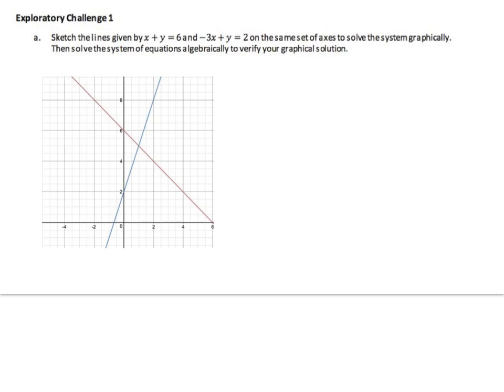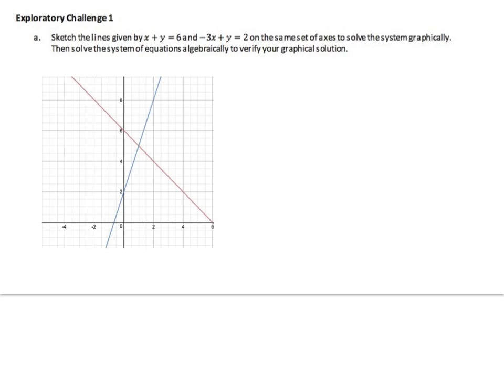Going to be a ton of graphing in this lesson, and I'll send you home with a bunch of graph paper to help you out. So this one first says, sketch the lines given by x plus y equals 6 and negative 3x plus y equals 2 on the same set of axes to solve the system graphically. Then solve the system of equations algebraically to verify your graphical solutions.